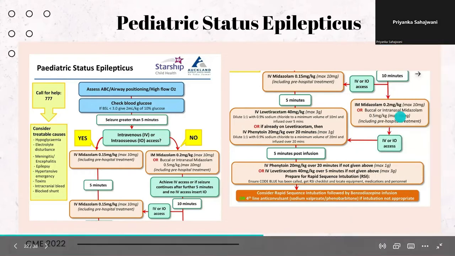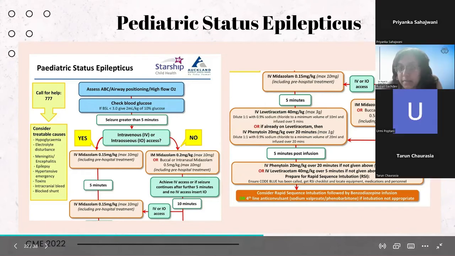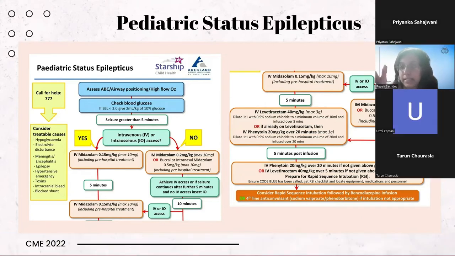Okay, this is the gist of what you need to know for status epilepticus. After midaz, 2 rounds of midaz. If midaz doesn't work, levetiracetam or phenytoin. These are your 4 drugs. If you know these, it's good enough.